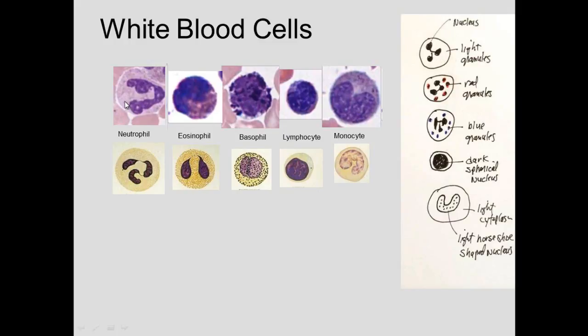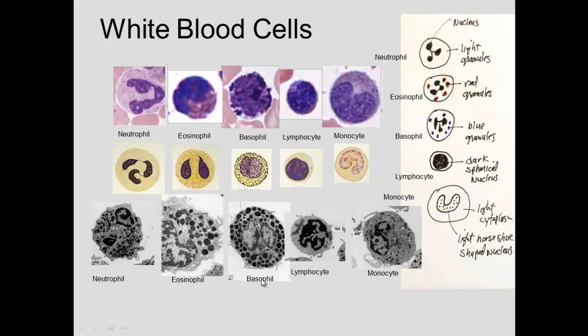The neutrophil, the granules are so small you can hardly see them. Very fine granularity in nature there. Big red granules of the eosinophil, large blue granules for the basophil. Lymphocyte, mostly nucleus, horseshoe shape for the monocyte. Those are the different ones. And we looked at the electron microscopic level. You see the neutrophil.